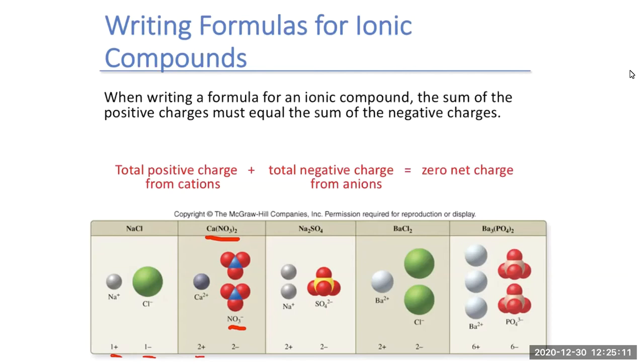Or we can look at sodium sulfate. With sodium sulfate, our sodium each forms a +1 charge, so we'd have 2 sodiums. That gives us our +2. And then sulfate forms a -2 charge, so I only need 1 of those.